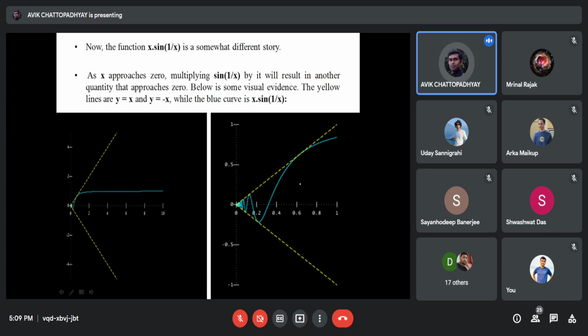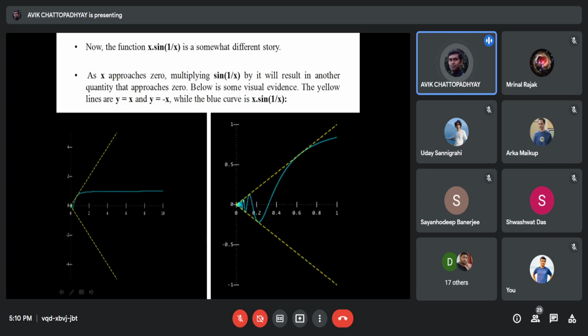For the original sine, the amplitude is always the same. But when you multiply it by 1 by x, you are guiding it so that for each cycle your amplitude is going to decrease. That means you are setting the boundary that you cannot go beyond or outside. So here also the same thing, you are setting the boundary, the limit.